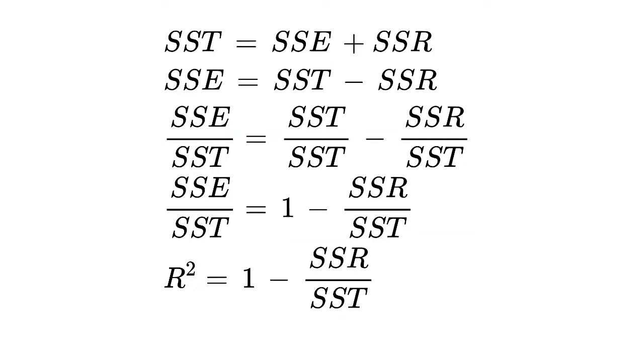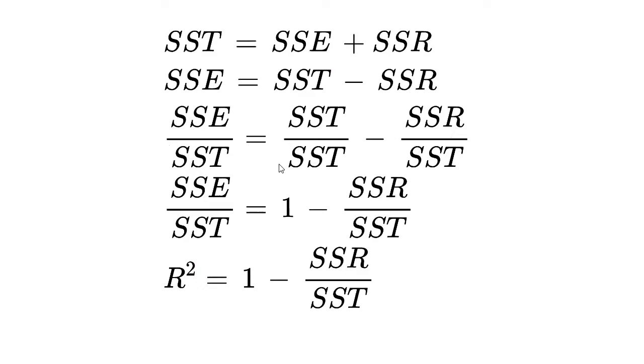So we know that SST is equal to SSE plus SSR. So we can rearrange that and we can write SSE equal to SST minus SSR. And if we divide this whole equation by SST, we're going to get SSE divided by SST equals SST divided by SST minus SSR divided by SST. So this would become 1 and the rest of it is the same.